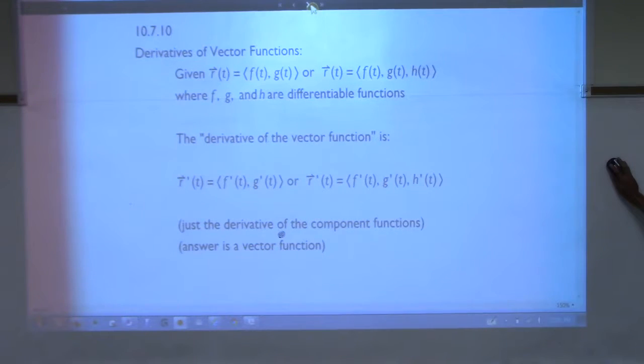Is that going to be on the test? No. It's just to give you some idea of some of the things that you can do.